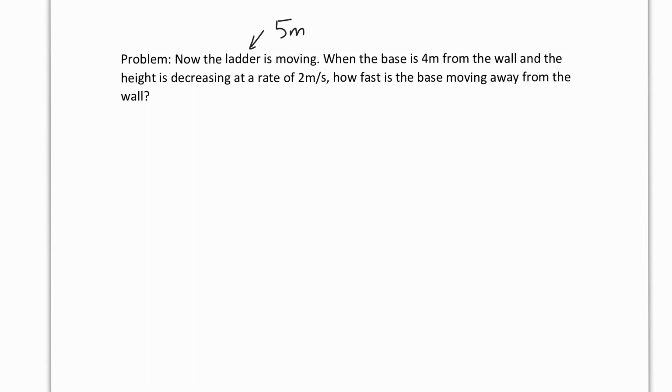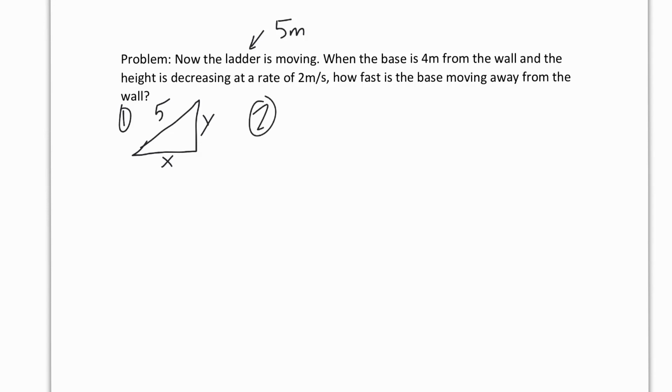So step 1, let's draw that picture. We have the ladder, we have the wall and the ground. The ladder is 5, but the wall is going to be a y and the ground is an x because the ladder's moving. And so the wall and the ground are never the same number. They're not constant, they're not fixed. They are varying, so they need variables. This is step 1, drawing a picture.